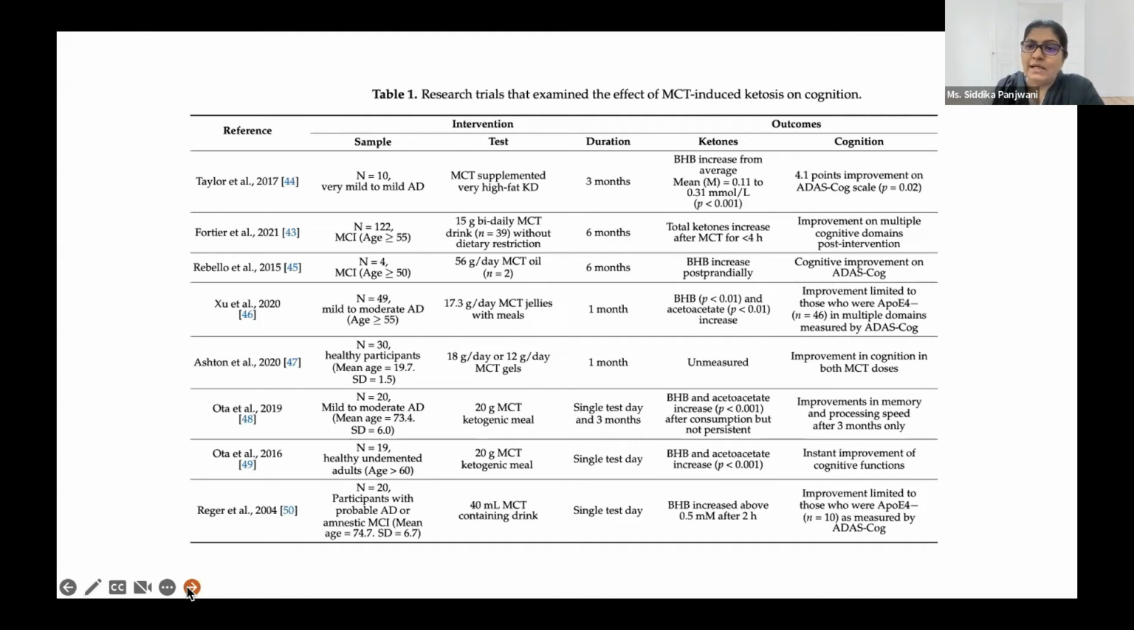The limitations are none of these are double-blind randomized control trials. Most of them are open studies. So the results do need to be taken with a bit of caution. But yes, the graph points towards a positive direction.